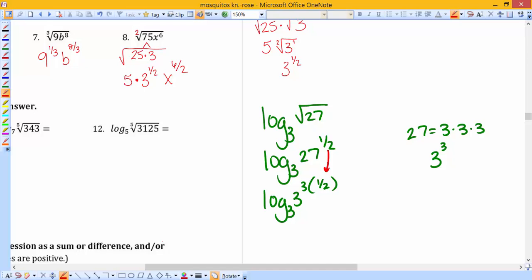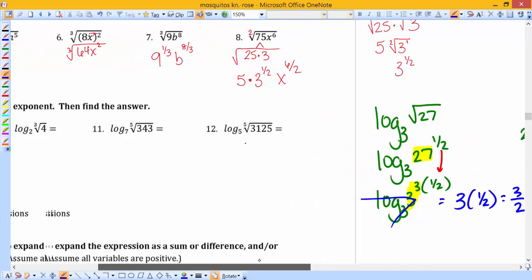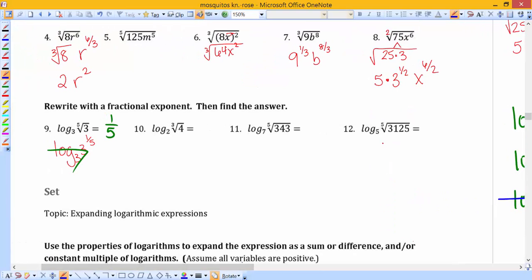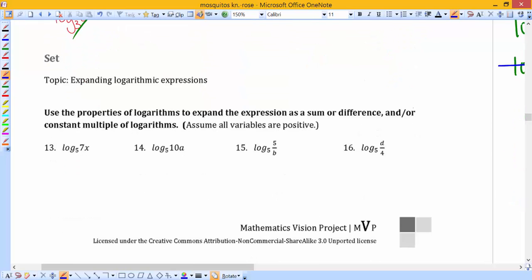So I rewrote the 27. I'll highlight it. 27 is this 3 cubed. What I highlighted goes together. Now I can cancel that, and I am left with 3 times 1/2, which is 3/2. So that would be my answer. So that's what you guys are going to use in the remainder of the go. I want you to try them, please. If you need help, make sure you come in and see me or ask in class tomorrow. And if we have time, I will go over them.